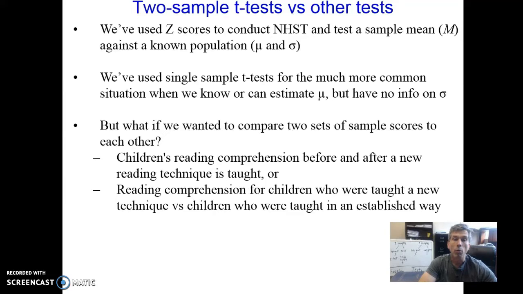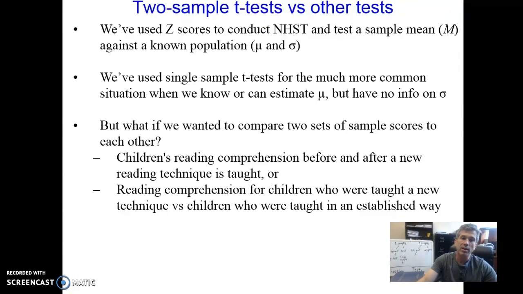The second one, we could take a group of children, split them into 2 roughly equal groups, give one group a new technique that tends to increase reading comprehension, and the second group an established technique, and then measure both of them after some set of time has happened. If you remember your methodology, you can see we're pretty clearly describing first a within participants design, and second, a between participants design. That's our next key decision rule for our 2-sample t-tests.